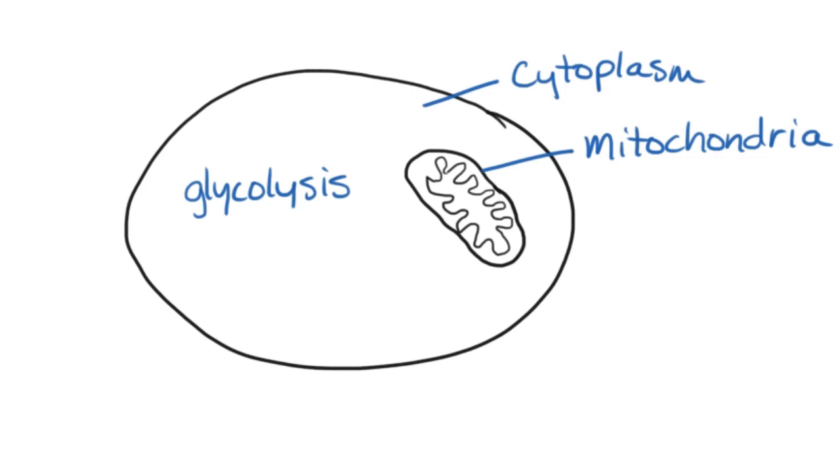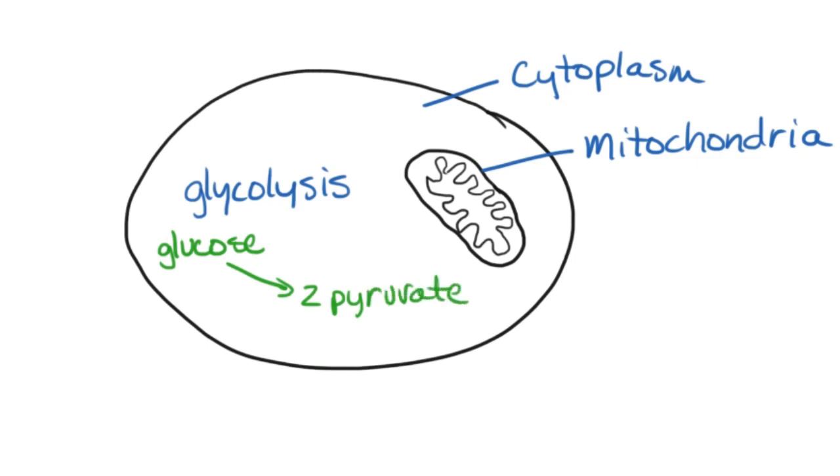So let's talk a little bit about glycolysis and what's going to happen with glycolysis. As far as the overall result of glycolysis, we're going to start out here in the cytoplasm with an organic molecule. In this example, we're going to take glucose. And that glucose is going to get broken down into two molecules that we call pyruvate.